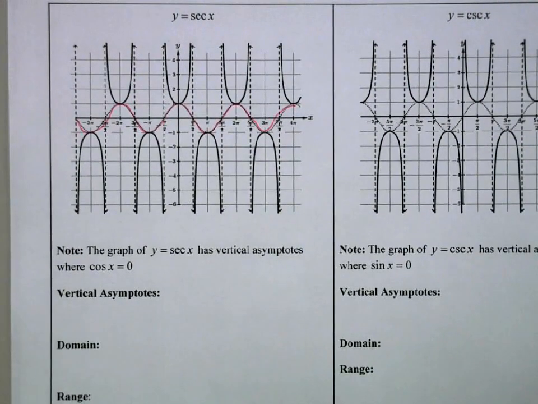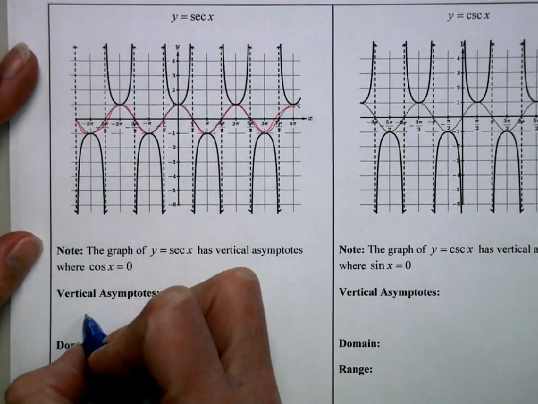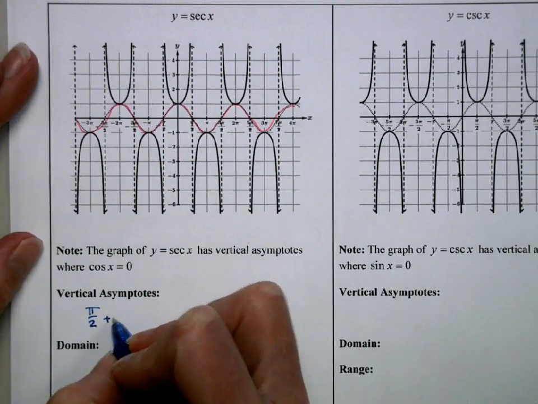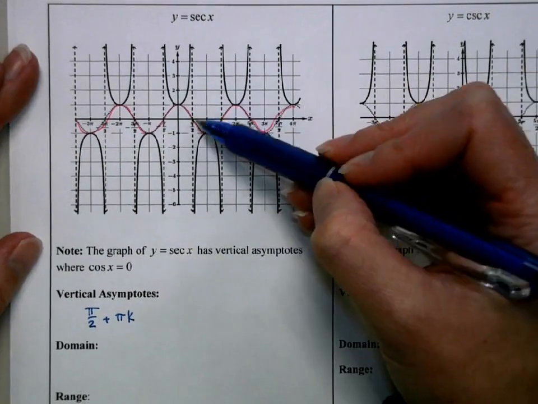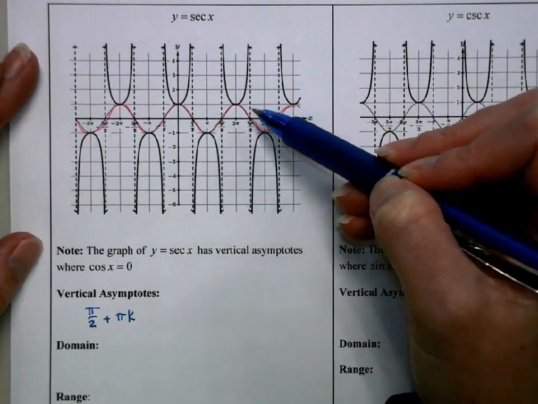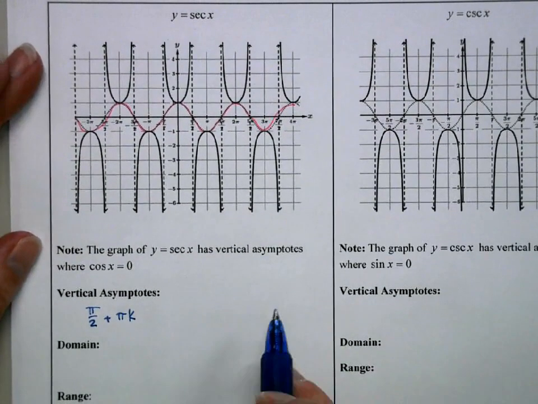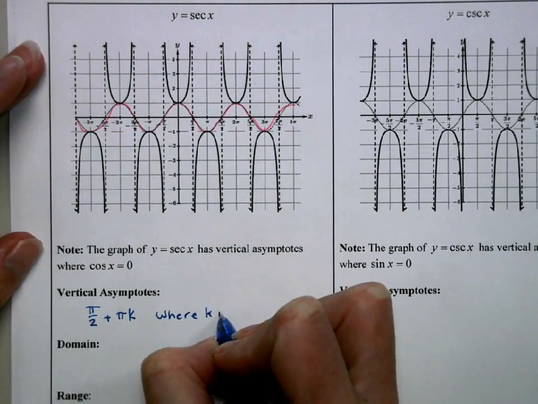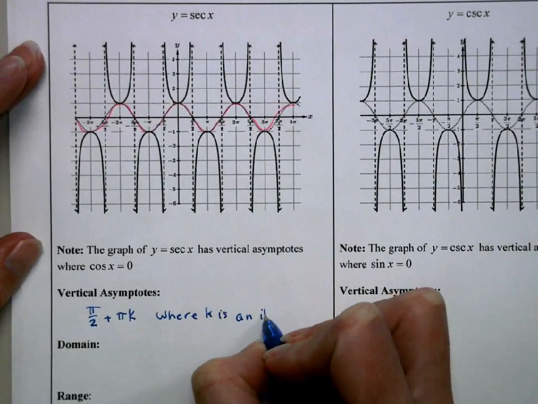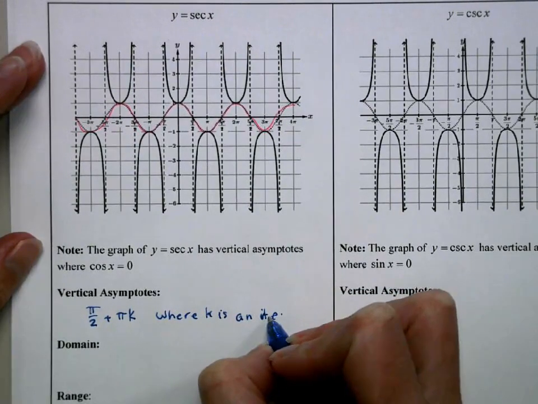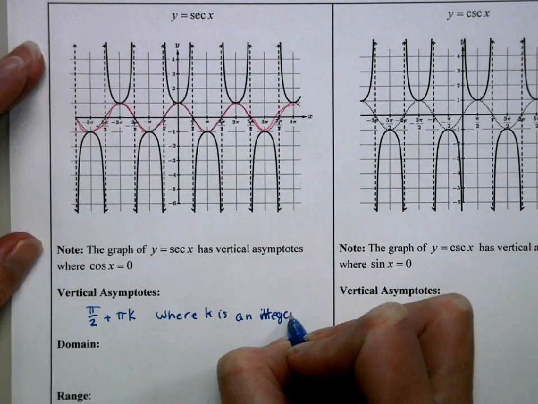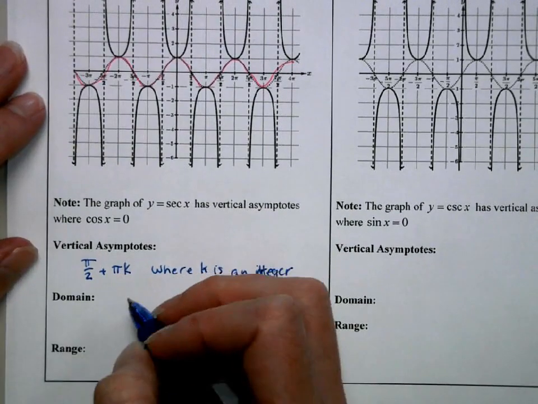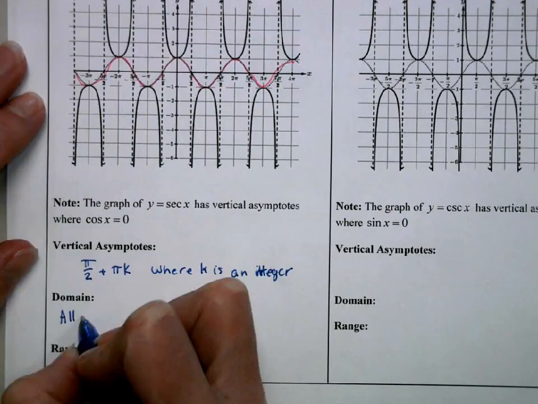So this one has vertical asymptotes starting at pi over 2, because that's where our cosine is 0, plus pi k. So we have a vertical asymptote here every pi units, where k is an integer. The domain is all real values except those vertical asymptotes.